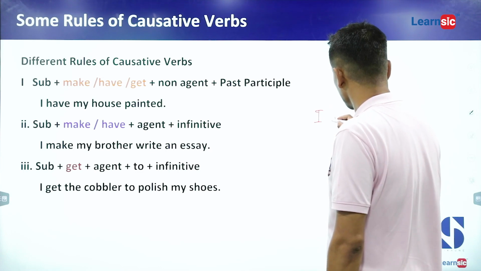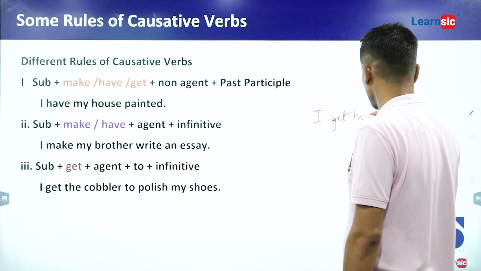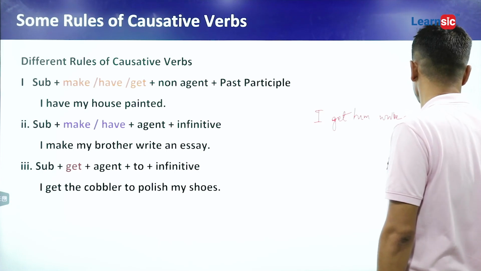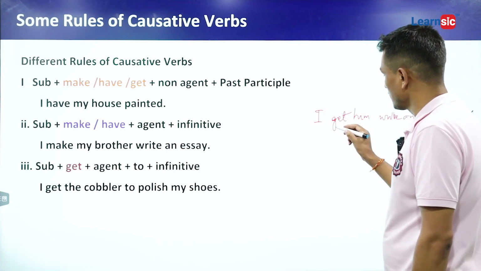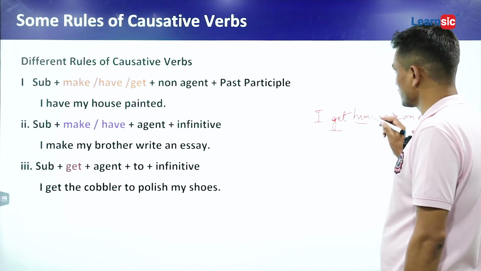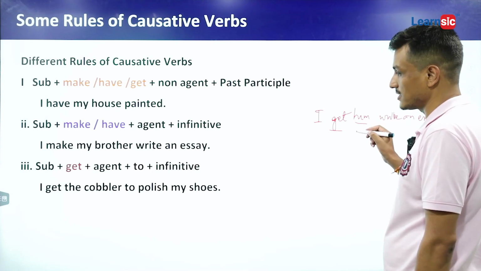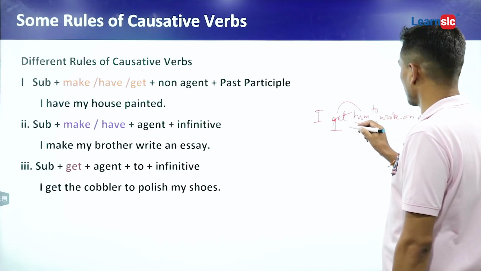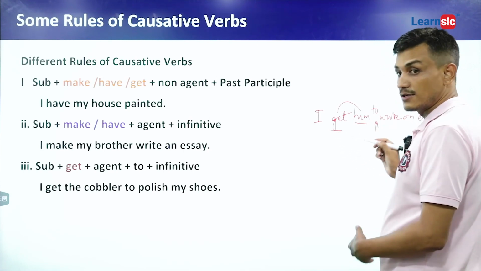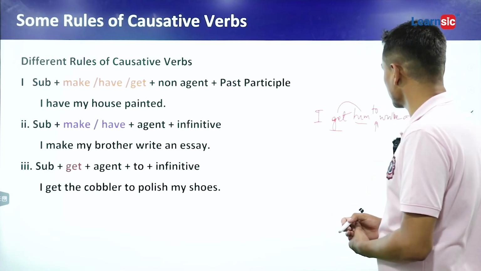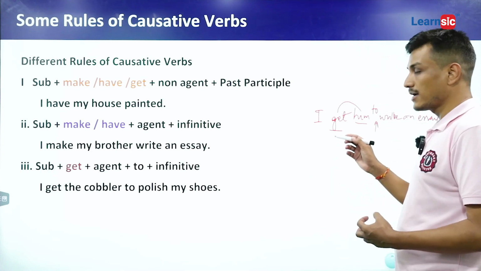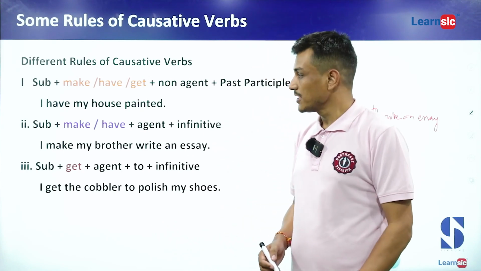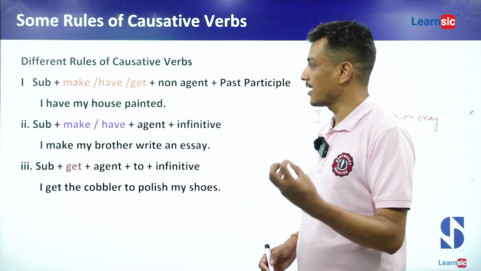I get him to write an essay. You see, I is the subject, and him is the object, the doer or agent of the action. So if there is get with an agent, you should go for to plus verb one. I get him to write an essay. I make him write an essay. I have him write an essay. But if there is get, I get him to write an essay. So these are the three different structures of make, have and get.